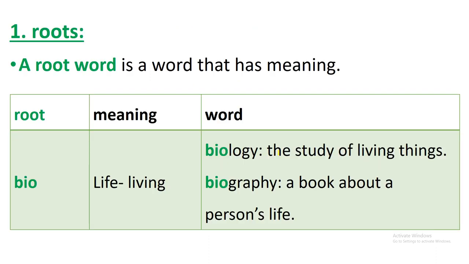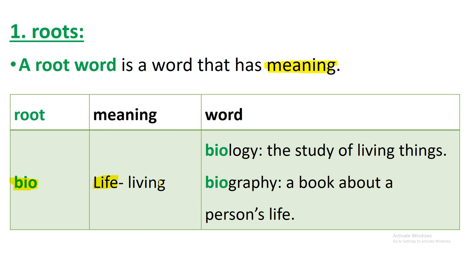Let's start with the roots. Number one, roots. A root word is a word that has meaning. As we mentioned before, it has meaning and it doesn't have a prefix or suffix. For example, the word bio. Bio is a root. It's a word. It doesn't have a prefix or suffix, and it has meaning. What is the meaning of bio? It means life or living.